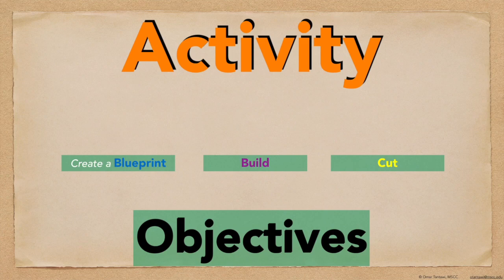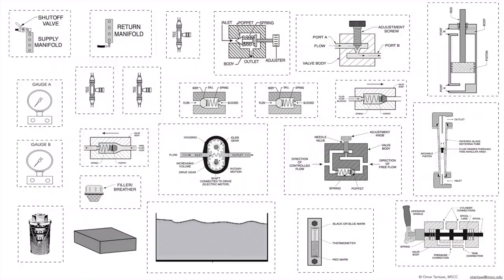In this activity, you'll be cutting some components on a page, building a machine on another page, and creating a blueprint. So let's look at the activity. On this page, you'll need to cut out these components. There's some components I've added, like these two gauges, two check valves, in addition to the other check valves, and I've added also this gauge. It reads the flow rate, called a flow meter.